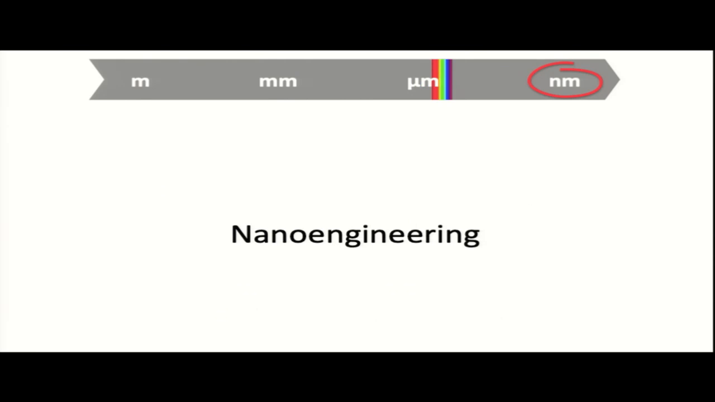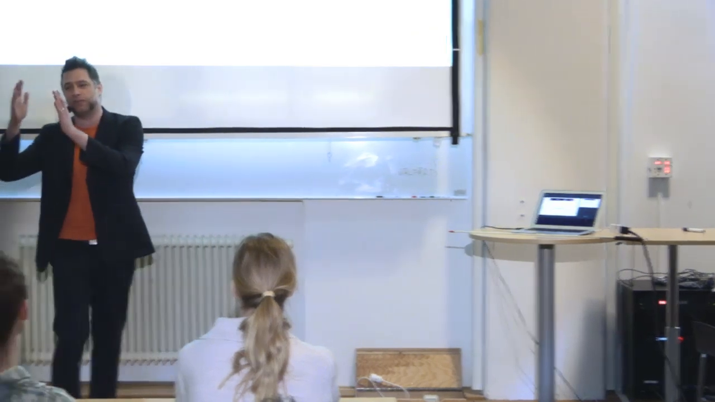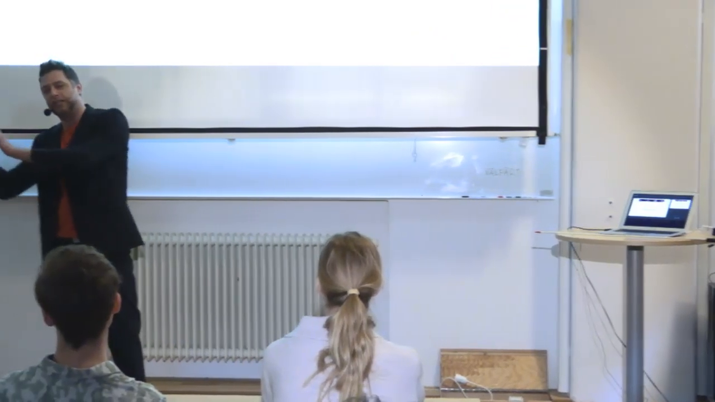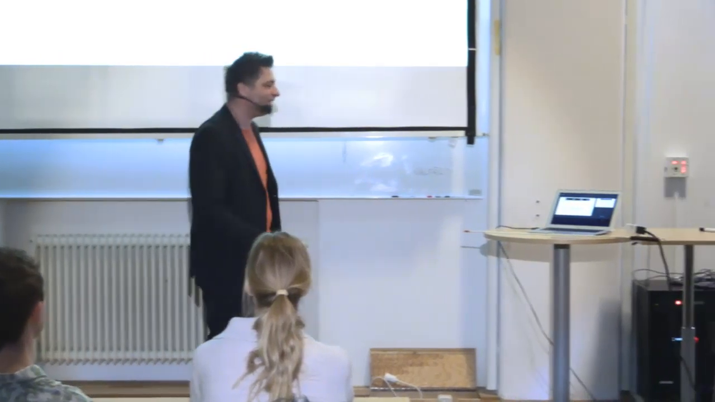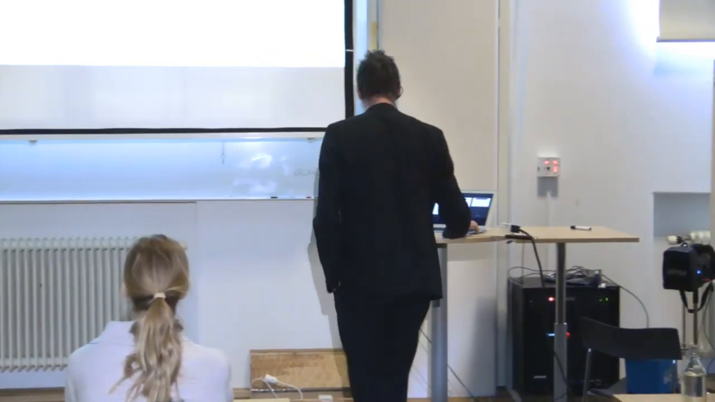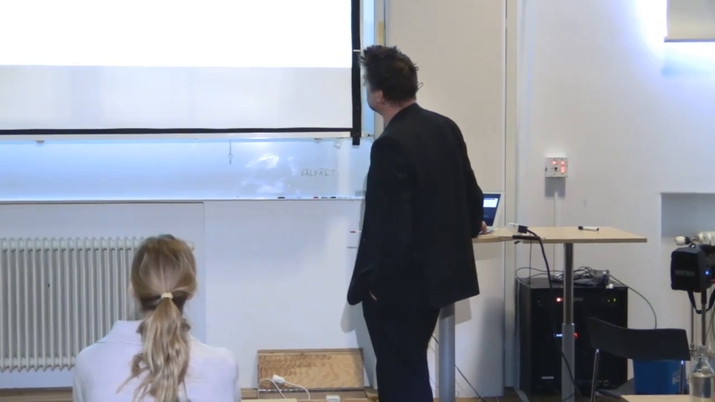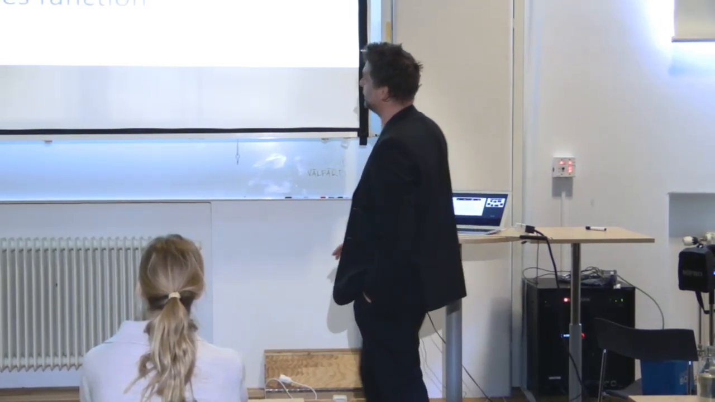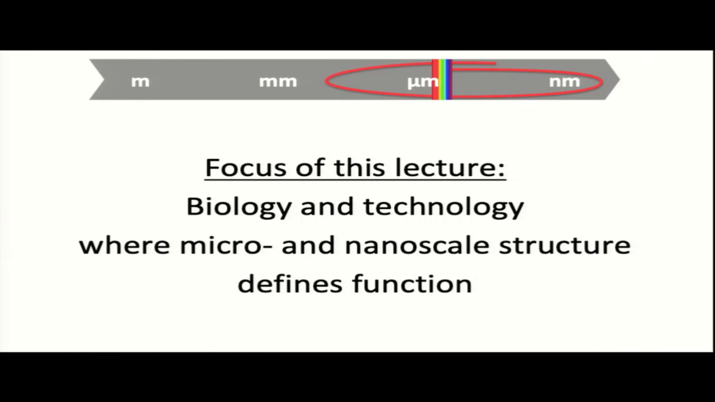Nanoengineering. The word nano here refers to nanometer. And a nanometer, that is a billionth of a meter. So you have a meter, 1,000 times smaller is a millimeter, 1,000 times smaller is a micrometer, and 1,000 times smaller than that is a nanometer. And this word is a little bit confusing because we typically use this word not only for the nanoscale, but also for the microscale. So I'm not going to talk only about the nanoscale. I'm going to talk about structures from the nanometer up to the micrometer scale, up to the scale where you actually can see something with a naked eye, 0.1 millimeter. That's the limit of what we can see.